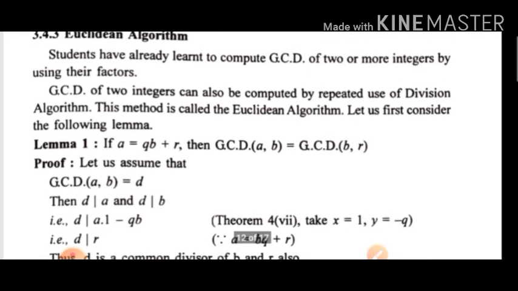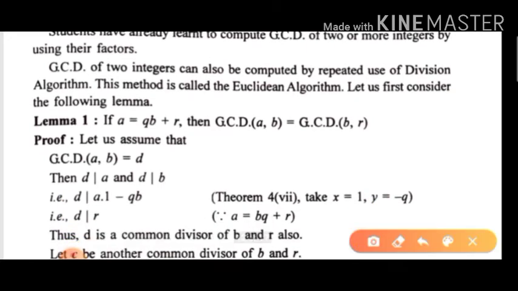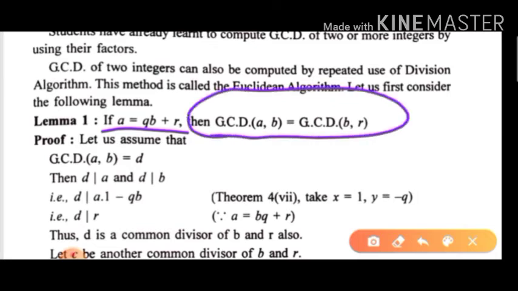Euclidean algorithm we got before this one. Lemma: if a equals bq plus r, then remember GCD of a, b is equal to GCD of b, r, where r is the remainder.